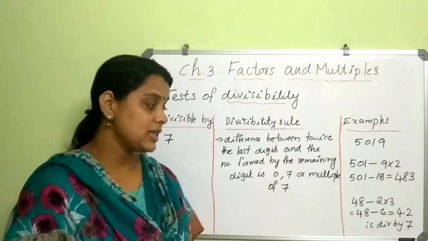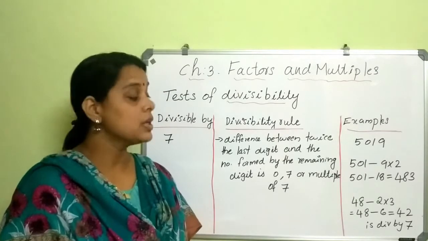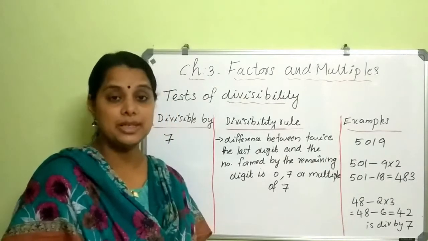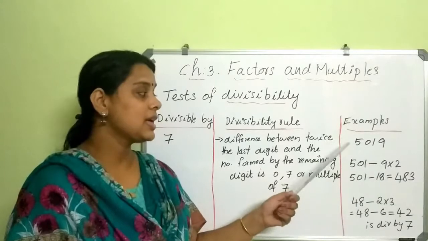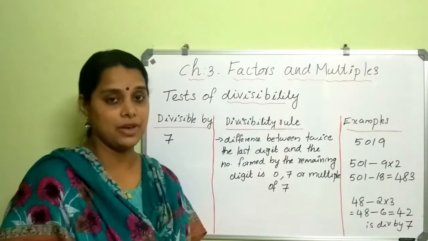We know 7 sixes are 42. That means 42 is divisible by 7. So 483 is divisible by 7. So we can say 5019 is also divisible by 7.